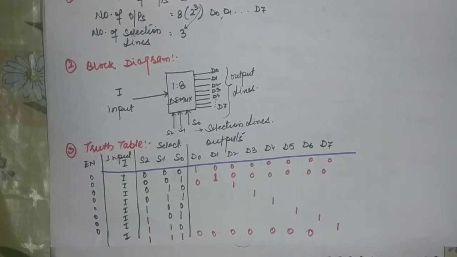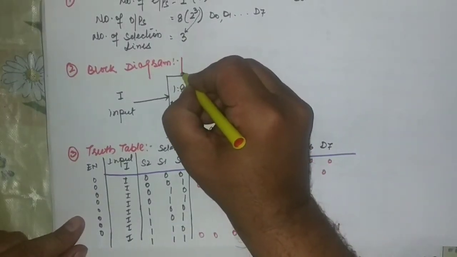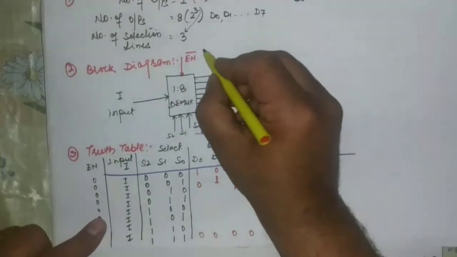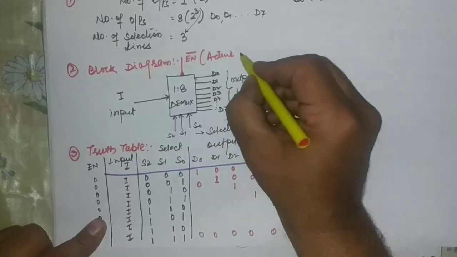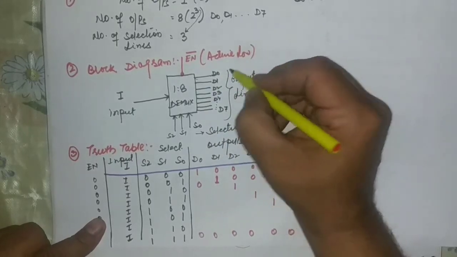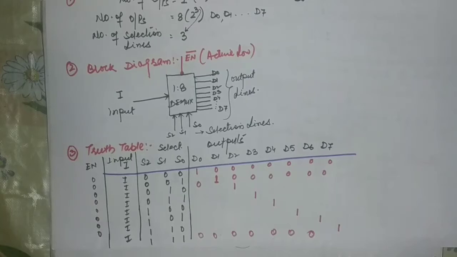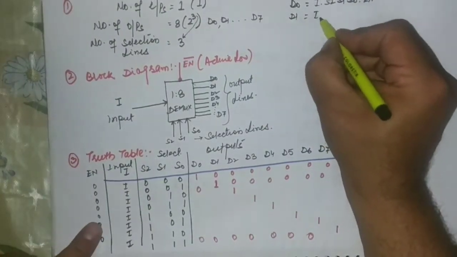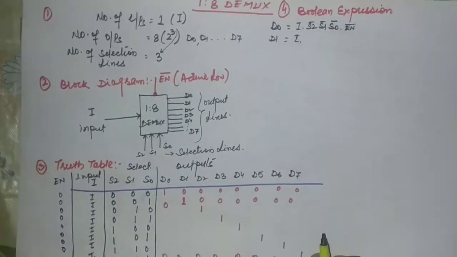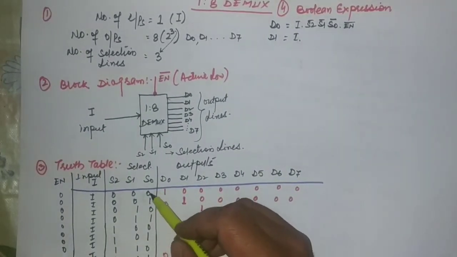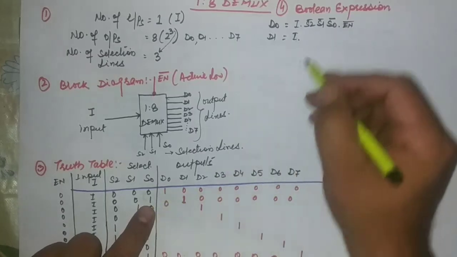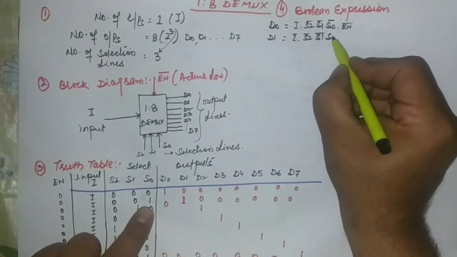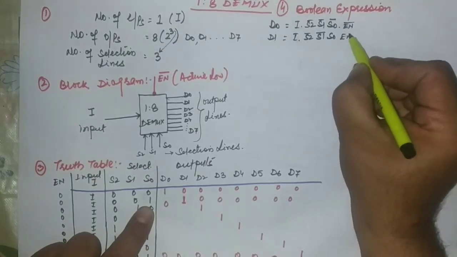So we can also now add one enable signal here, En, which is at active low. Okay. Now for D1, same way we can write it as I remains the same. Now see, only S node is equal to 1. Means S2 complement, S1 complement and S node, and this is enable.